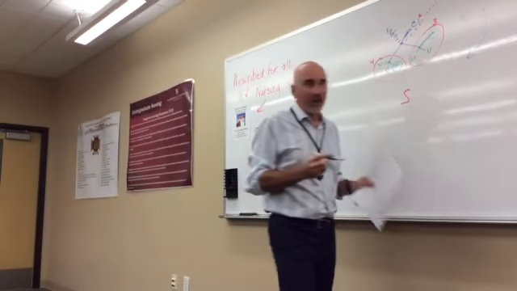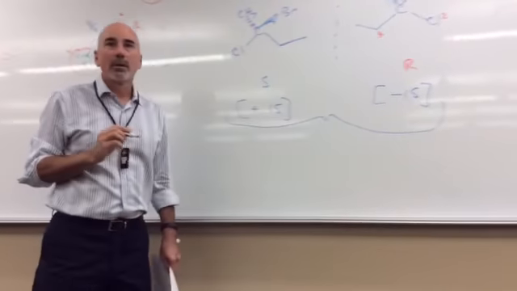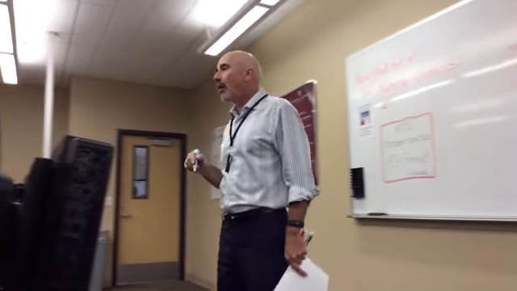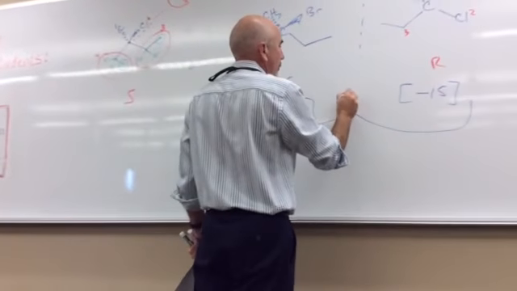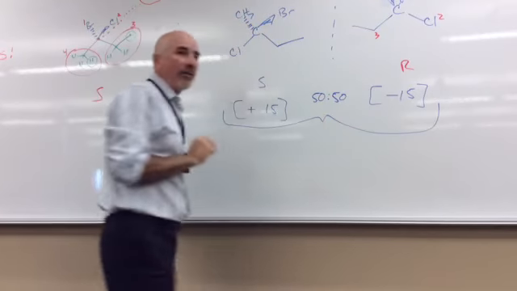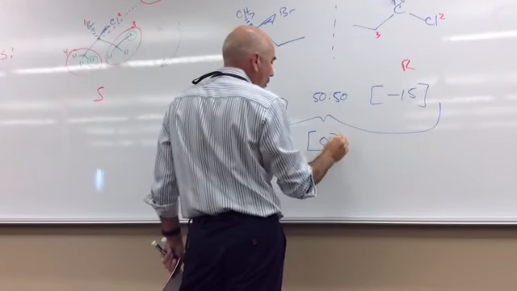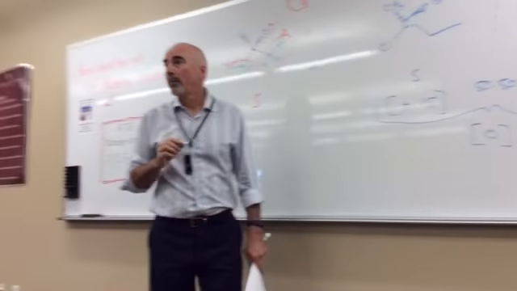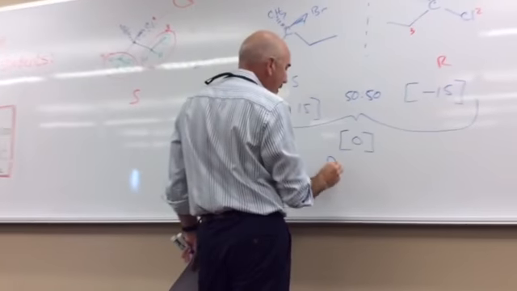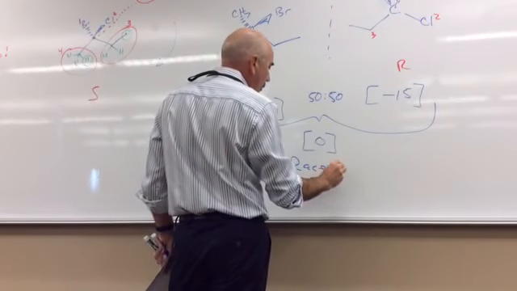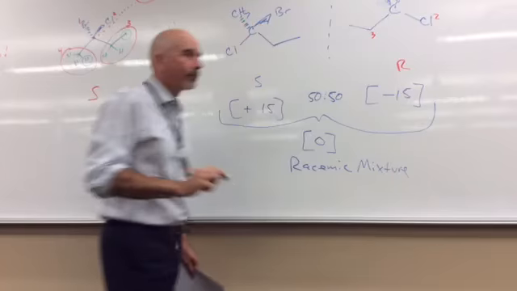Okay, here's new knowledge. If I have a mixture of the R and an S, a 50-50 mixture of those, my rotation is going to be 0 because the one's going to cancel out the other one. And we're going to call that a racemic mixture.